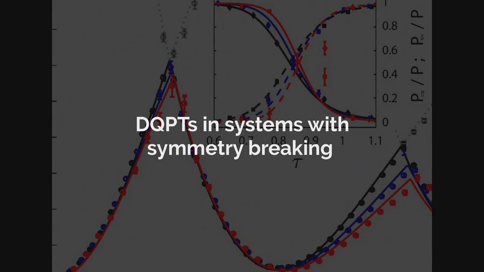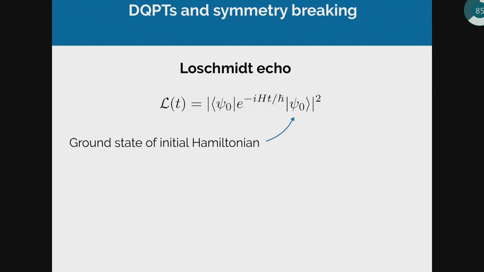Okay, so now we want to study dynamical phase transitions in models which have symmetry breaking in equilibrium. Let me go back one step and show you one of these central objects I'm discussing all the time, which I call here the Loschmidt echo, which is a probability. So in the following, I will not discuss the amplitude, but rather the probability associated to the amplitude, the overlap of your time evolved initial condition with the initial condition itself.